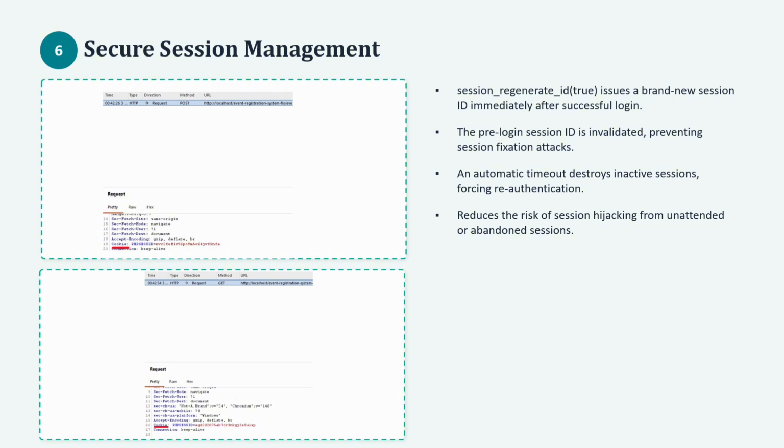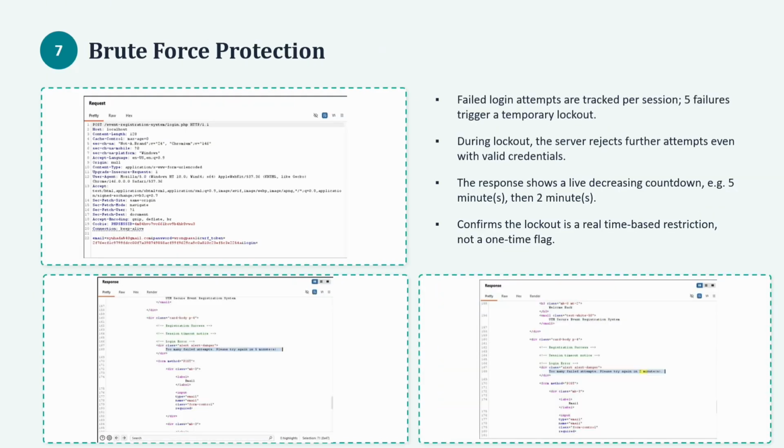Seventh, brute force protection. Failed login attempts are tracked per session, and after 5 consecutive failures, the account is temporarily locked. When we repeatedly submitted wrong credentials through Burp Repeater, the server responded with too many failed attempts. Please try again in 5 minutes. And that countdown keeps decreasing on later attempts, confirming it is a real time-based lockout, not just a one-time message.